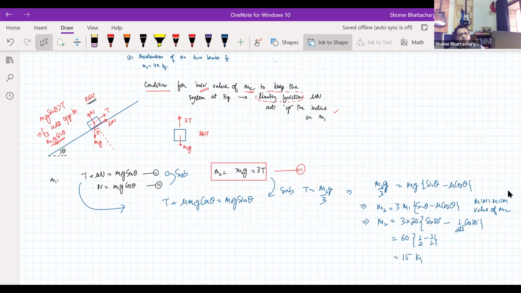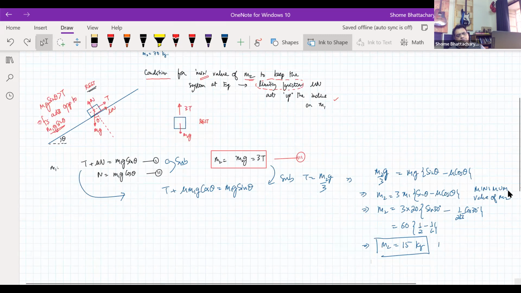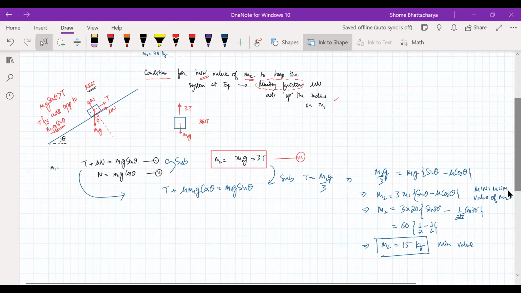In this case, however, we'll get the minimum value as 15 kg, taking the value of mu as 1 by root 3. So this is the minimum. Okay, so all of you are following this. Now, how to change this minimum condition on M2 to the maximum condition? If the mass of M2 is comparatively larger, the direction of friction will be reversed. And for the maximum case, take that reverse friction as the limiting value of friction. So take it as mu N.